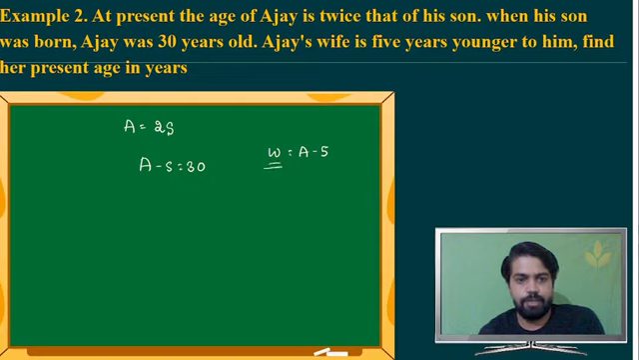Let's find A now using this equation. So 2s minus s is equal to 30. So the age of the son is 30. If the age of the son is 30, the age of the father is 2 into that, 60. Whereas the wife's age is 60 minus 5, which is 55 years. Simple question. Let's go to the next one.